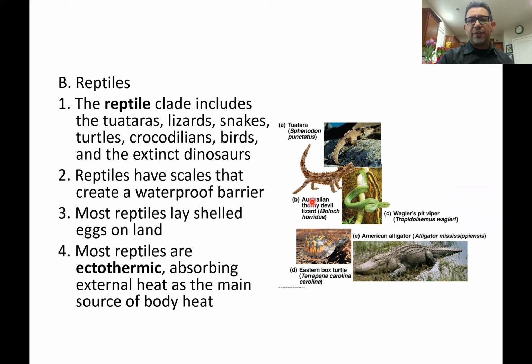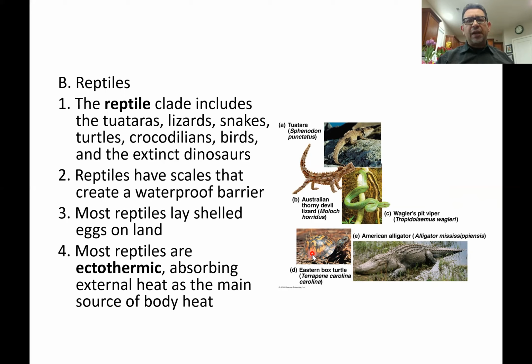Here's the tuatara. This is the thorny devil, by the way. I kind of pointed at the wrong animal previously. Here's the tuatara. This is the Australian thorny devil. Snakes also have scales. The scales on something like a tortoise, such as this one you see right here, can be enlarged to add further protection to the backbone of the animal. The backbone usually develops underneath the shell, and it fuses with those large, thick scales.